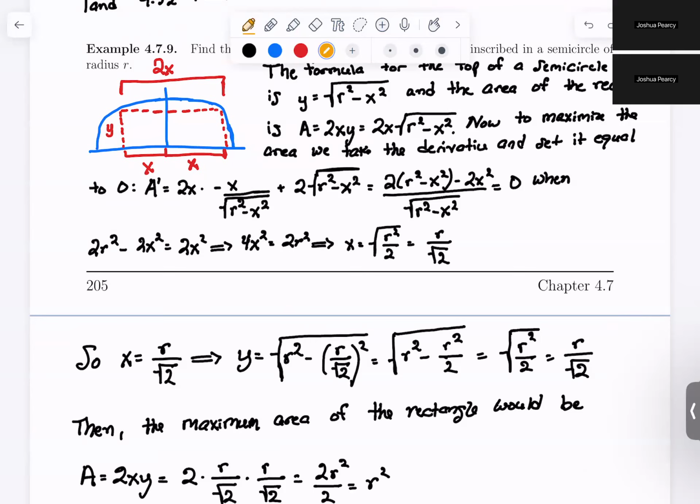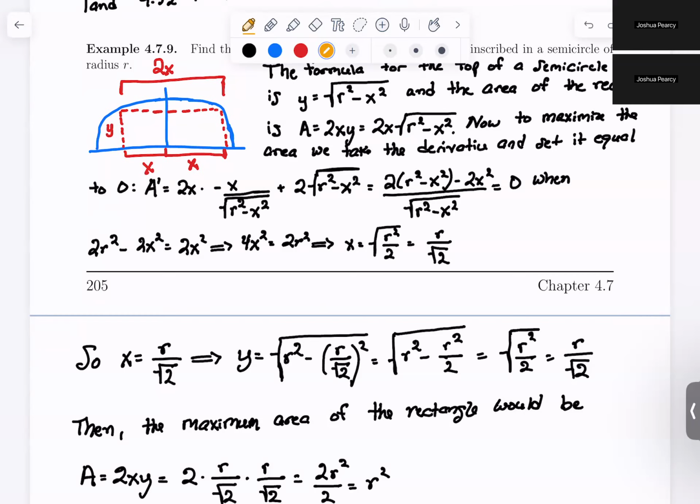Now, again, to maximize this area, we want to take the derivative and set it equal to 0. In this case, it involves the product rule. We take the first times the derivative of the second, which will give you 2x times negative x over the square root of r squared minus x squared. And then we do plus the derivative of the first times the second, and that'll give us 2 times the square root of r squared minus x squared.